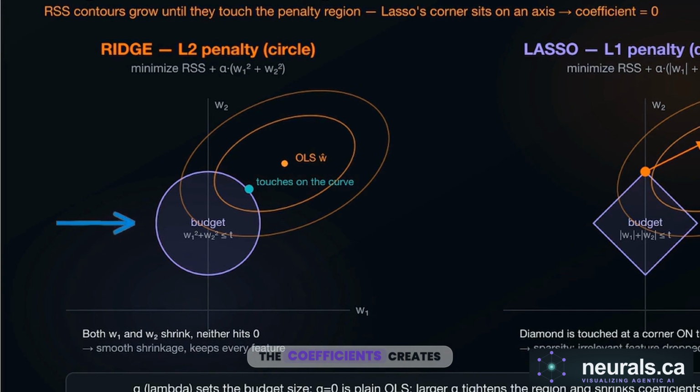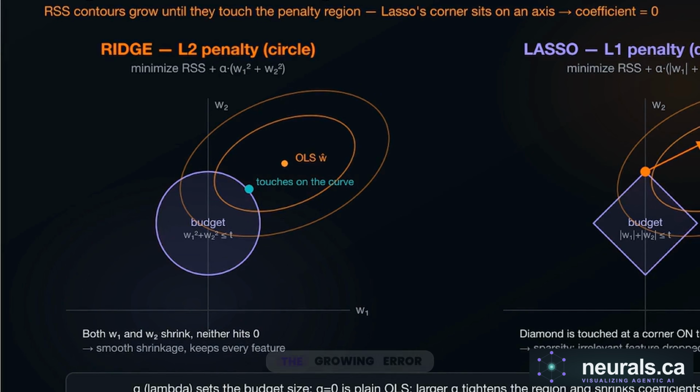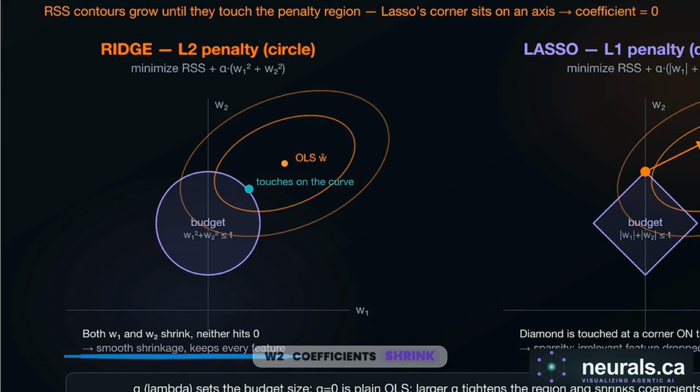Squaring the coefficients creates a budget shaped like a perfectly smooth circle. Because that circle has no hard edges, the growing error contours will almost always expand until they touch the boundary along a curve. At this intersection point, both the W1 and W2 coefficients shrink, but neither drops exactly to zero.